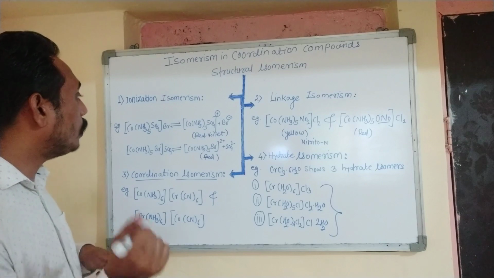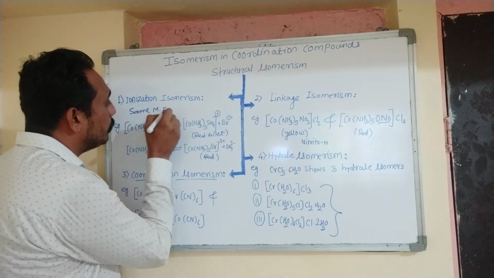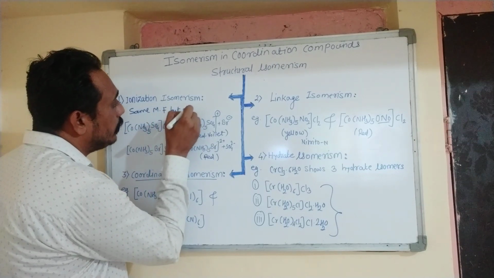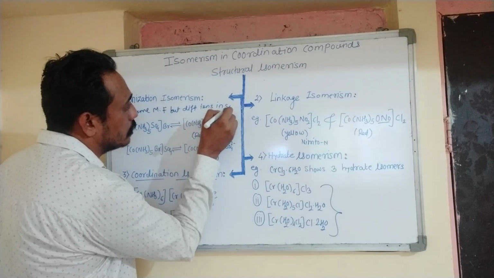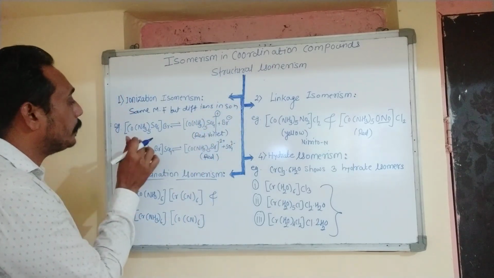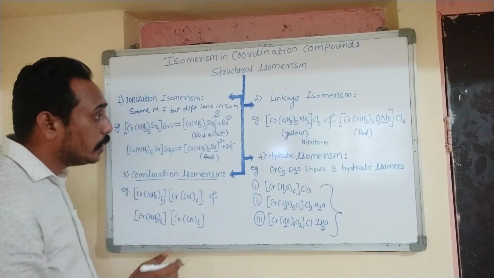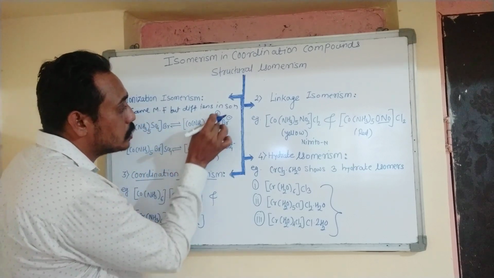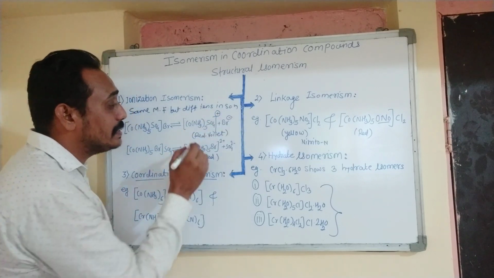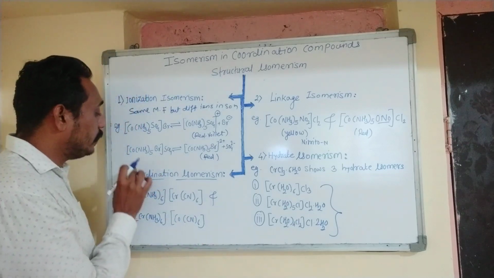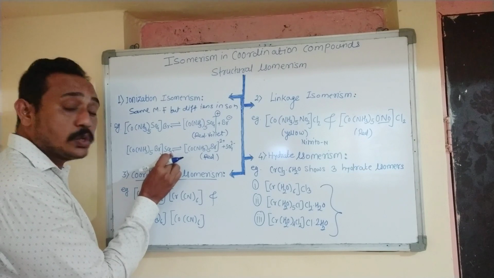So they have the same molecular formula but different ions in solution. Let us take an example of a complex, [Co(NH3)5SO4]Br. On ionization it gives [Co(NH3)5SO4]+, a positive charge on this complex, and Br-. This is red violet in color. And the second one, on ionization, is [Co(NH3)5Br]SO4, where SO4 is a counter ion.